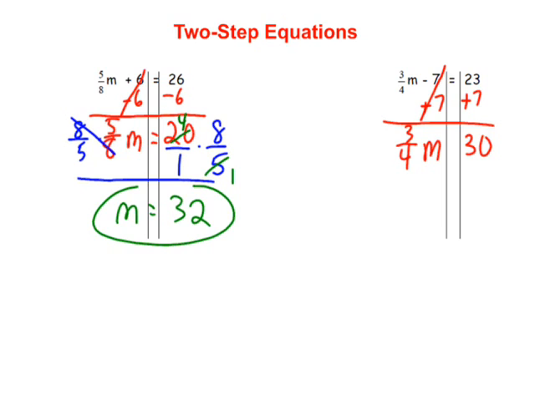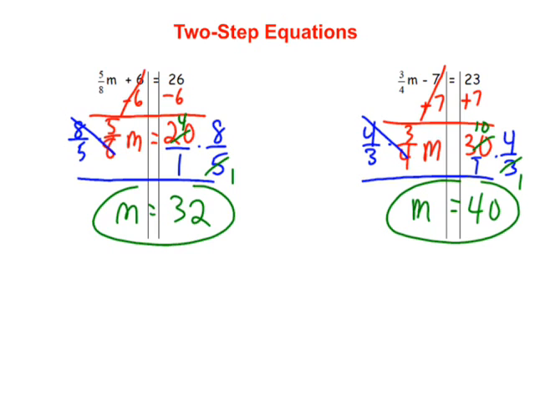So to isolate the variable, I'm going to multiply times the reciprocal, 4/3. That cancels out. I'm going to multiply the other side by 4/3. Let me see if I can cancel anything out. We could do the 3 and the 30. And then 10 times 4 is 40, and 1 times 1 is 1, and 40/1 would just be 40. So our solution is 40. So that's how you solve one and two-step equations with fractional or mixed number coefficients.